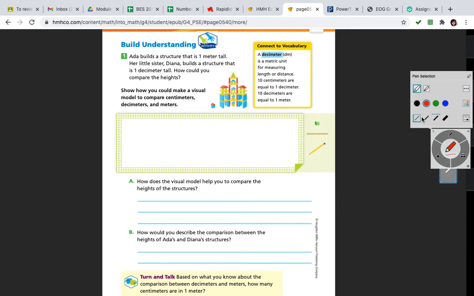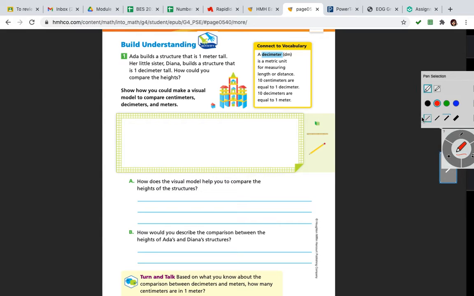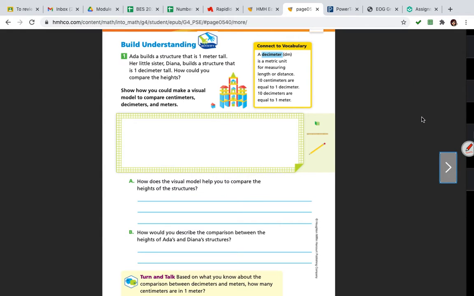Alright, so it says Ada builds a structure that is 1 meter tall. Her little sister Diana builds a structure that is 1 decimeter tall. How could you compare the heights? Well, let's look at what a decimeter is. I'm going to tell you something that I learned when I became a teacher, because I didn't know how to compare a decimeter. A decimeter is a metric unit for measuring length or distance. 10 centimeters are equal to 1 decimeter. Well, what does 10 centimeters look like?